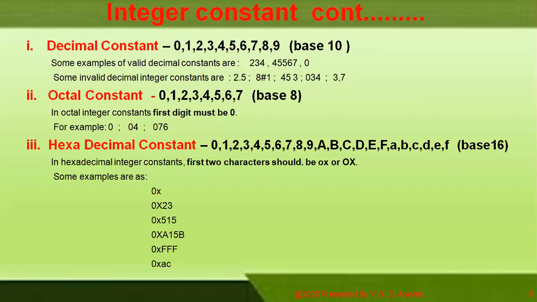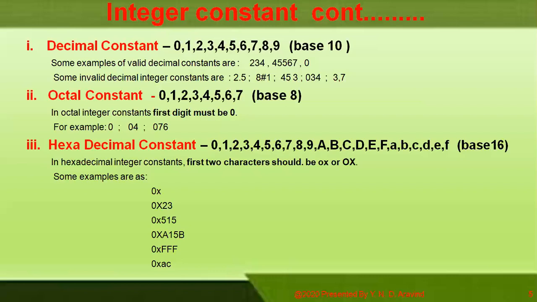Whereas coming to the octal constants, here the octal value is prefixed with 0. They are base 8 numbers, that is the digits 0, 1, 2, 3, 4, 5, 6 and 7 are valid. If you write any number with 8 and 9, then it is not an octal constant. So in octal integer constants, the first digit must be 0. So for example 0, 04, 076: since the starting digit is 0, they are called octal constants.